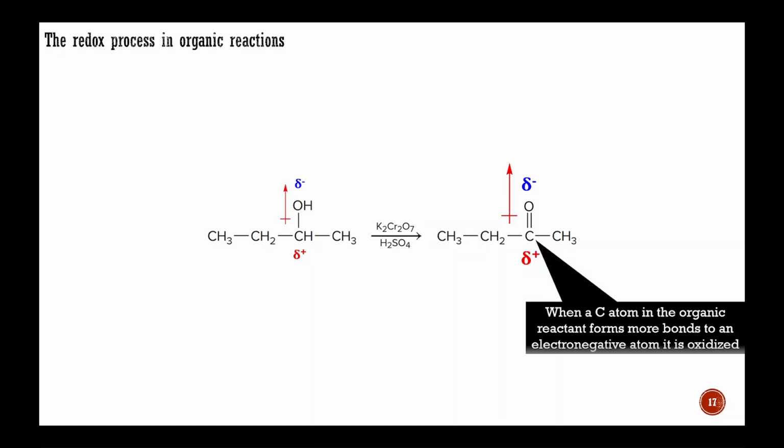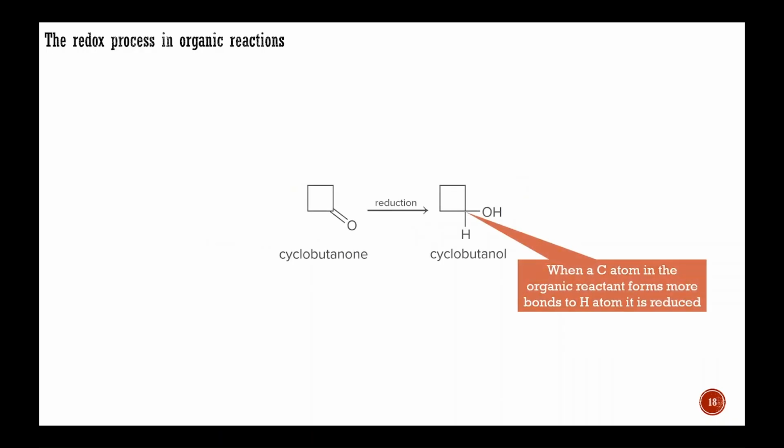to it. Therefore, when a carbon atom in the organic reactant forms more bonds to oxygen or fewer bonds to hydrogen, thus losing electron density, the reactant is oxidized, and the reaction is called an oxidation. Conversely, when a carbon atom forms fewer bonds to oxygen or more bonds to hydrogen, thus gaining electron density, the reactant is reduced, and the reaction is called a reduction.